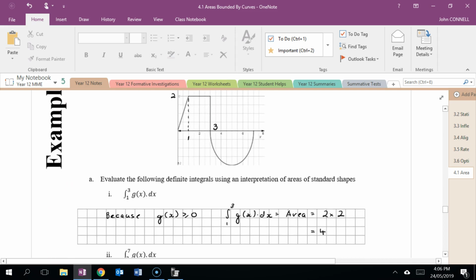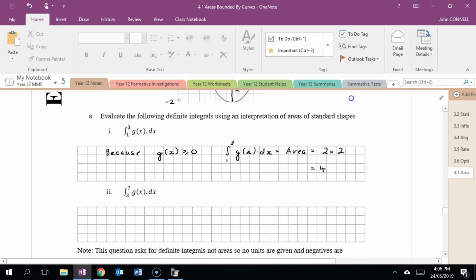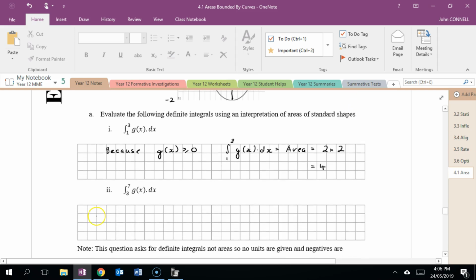So now we've got the integral from 3 to 7, so we can see out here is 7, and this is a little hard to see, but it's a circle with the center at 5. So we go 2 this way, we go 2 this way, and this is minus 2 down here, so that's 2 down there as well. So radius is 2, so half a circle.